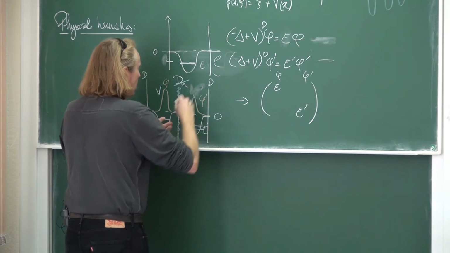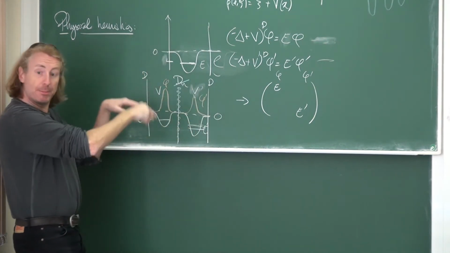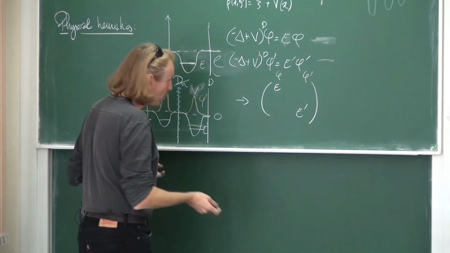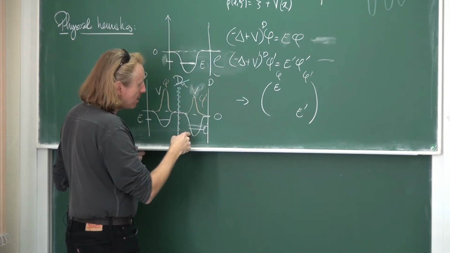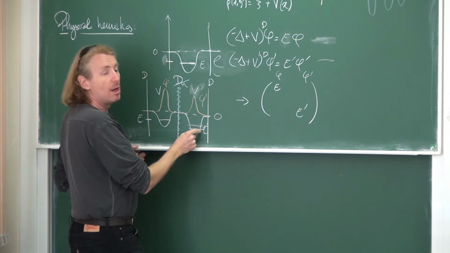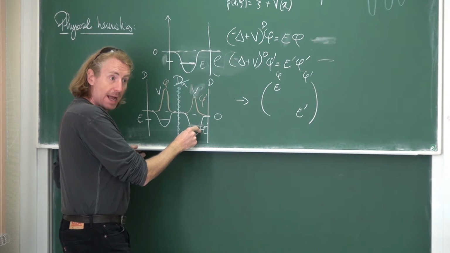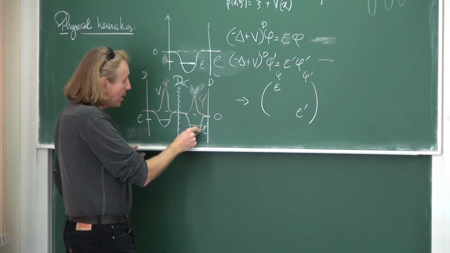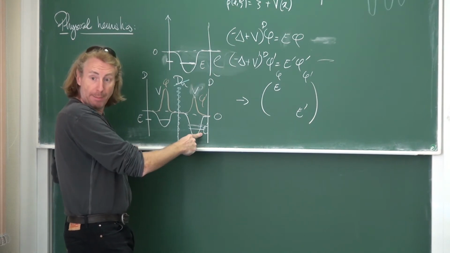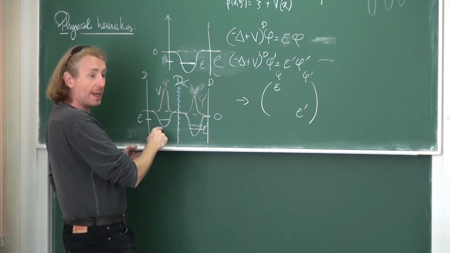Imagine that the wells here are very deep. So we know, this is standard, semi-classics, that phi prime is located near the values where the potential inside the well takes values below E prime. And here it's located here.